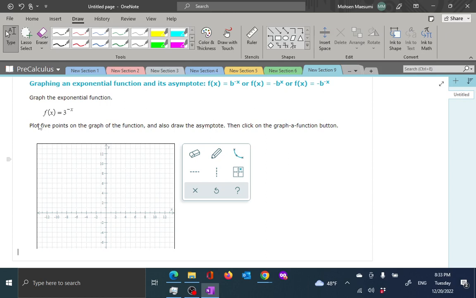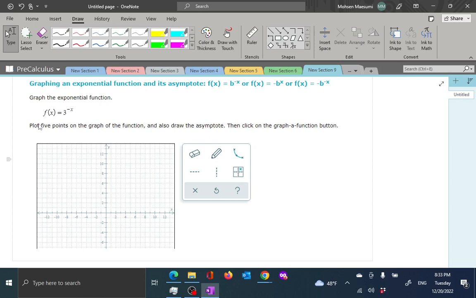Hi and welcome to another lecture on precalculus, graphing an exponential function and its asymptote. You might be wondering, how is this any different from the previous two lectures with a similar title?